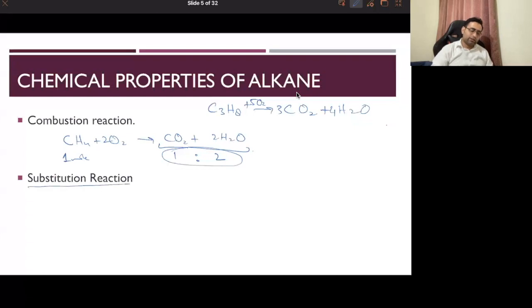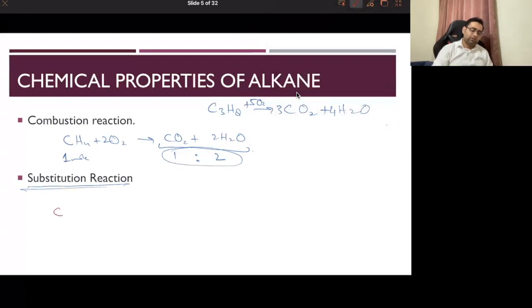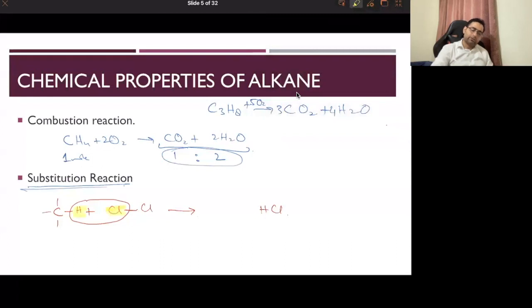And a substitution reaction is, for example, this is methane. Methane is reacting with chlorine gas, Cl and Cl. In a substitution reaction, one hydrogen forms a bond with chlorine. Hydrogen and chlorine react to form HCl. And this methyl will form a bond with the other chlorine to form chloromethane. So this is known as a substitution reaction.